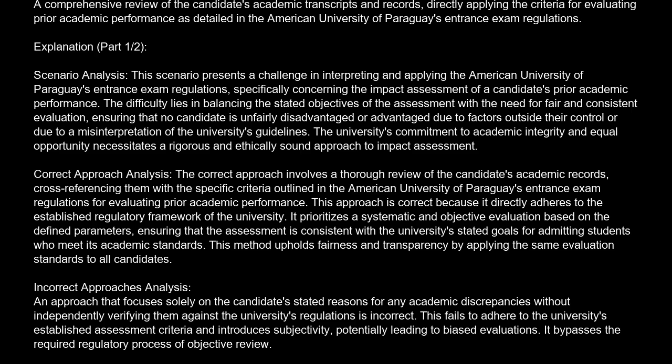Correct approach analysis. The correct approach involves a thorough review of the candidate's academic records, cross-referencing them with the specific criteria outlined in the American University of Paraguay's entrance exam regulations for evaluating prior academic performance. This approach is correct because it directly adheres to the established regulatory framework of the university. It prioritizes a systematic and objective evaluation based on the defined parameters, ensuring that the assessment is consistent with the university's stated goals for admitting students who meet its academic standards. This method upholds fairness and transparency by applying the same evaluation standards to all candidates.